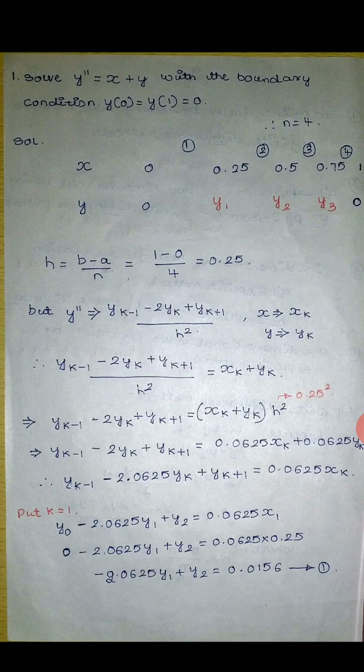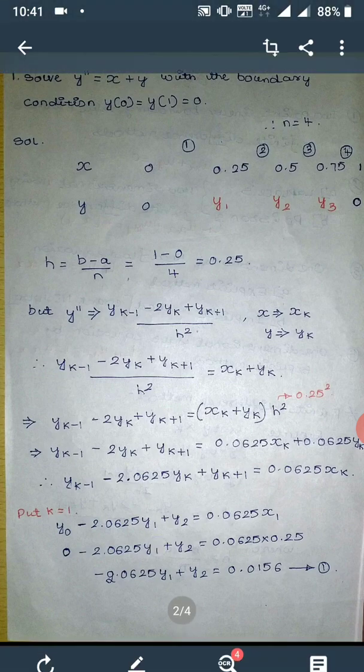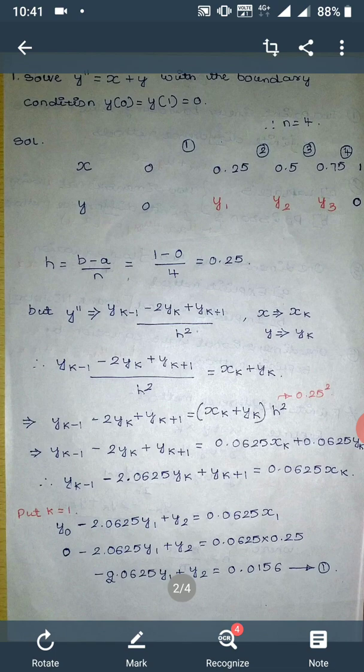So we have to substitute the value of k starting from 1, and then 2 as well as 3, to obtain the values of y1, y2, y3. On substituting the value of k as 1, we get the equation. Say if we substitute k is equal to 1 in the above equation, so k minus 1, that is 1 minus 1, is equal to 0.